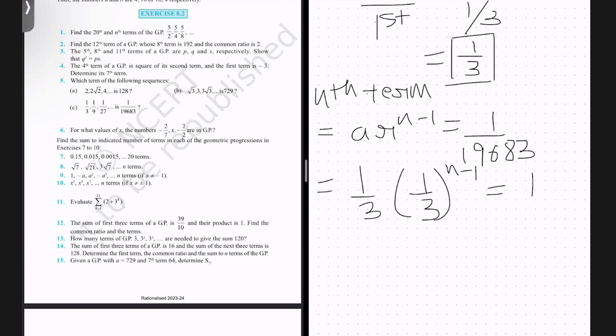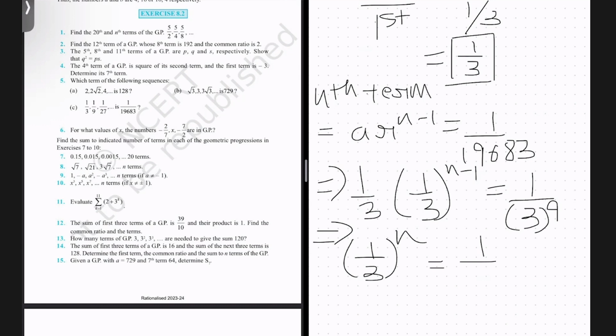19683 is nothing but 3 raised to the power 9. So you can express this as 1 upon 3 raised to the power 9. Right? Powers get added up when they're multiplied. So on the LHS, what you're now going to have is 1 by 3 raised to the power n, because n minus 1 plus 1 is going to be n.